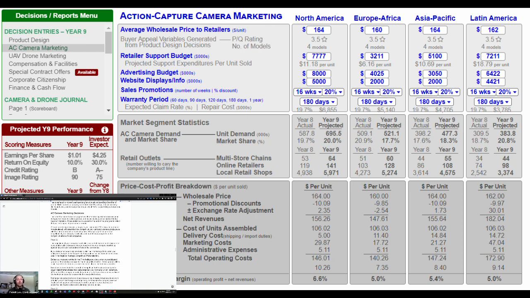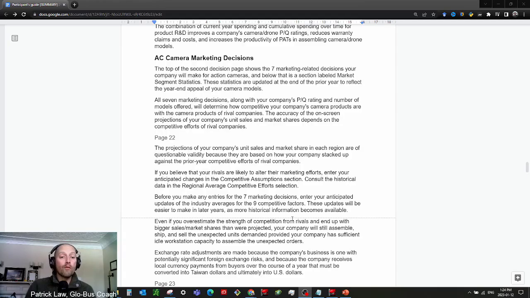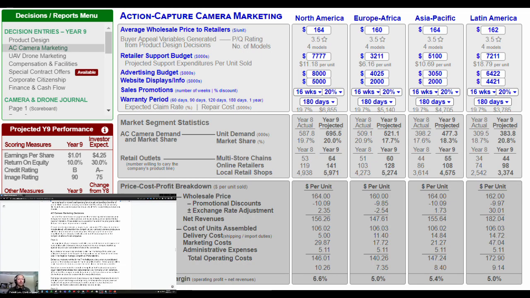Before you make any entries for the 7 marketing decisions, enter your anticipated updates of the industry averages for the 9 competitive factors. These updates will be easier to make in later years as more historical information becomes available. Even if you overestimate the strength of competition from rivals and end up with bigger sales market shares than were projected, your company will still assemble, ship, and sell the unexpected unit demand, provided your company has sufficient idle workstation capacity to assemble the unexpected orders.